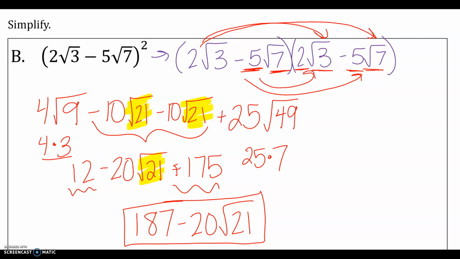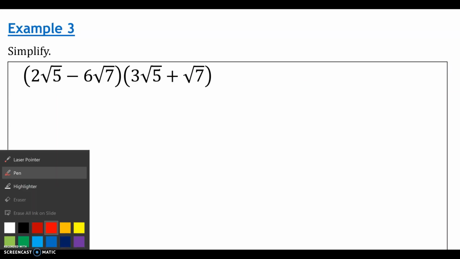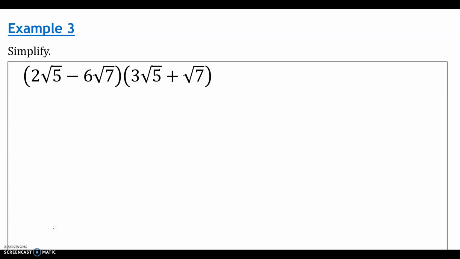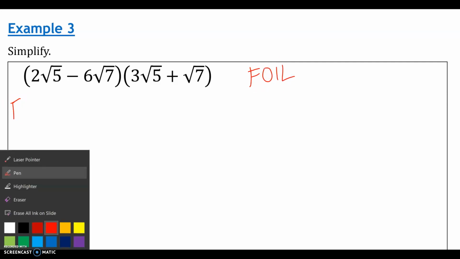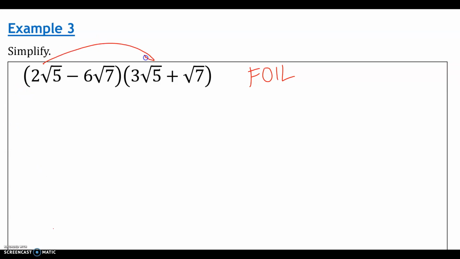So these problems are just going to take patience, and you just need to remember all of the rules of multiplying outside numbers with outside numbers, inside radical numbers with inside radical numbers. And I have one more, which is just a straightforward FOIL problem. So there's no squaring, there's nothing. This is just FOIL. So let's go ahead and try this one.